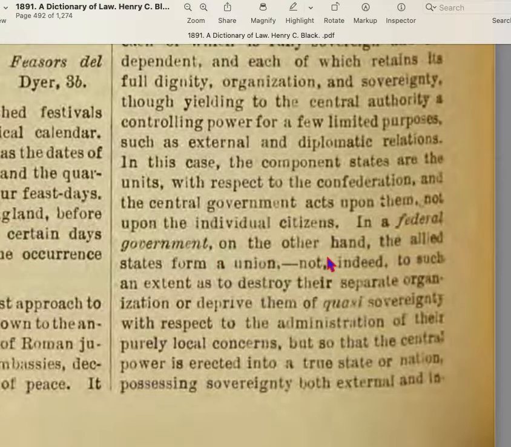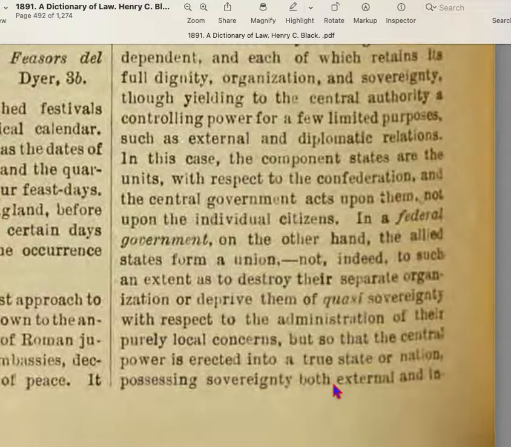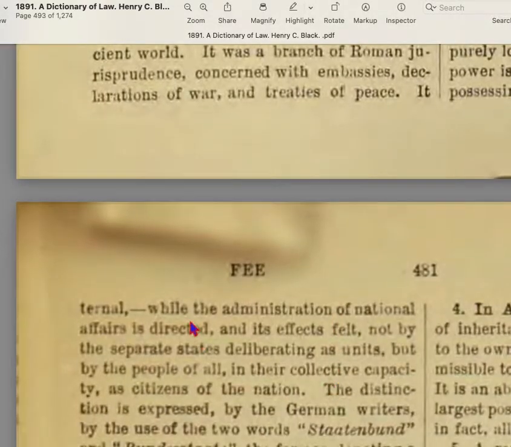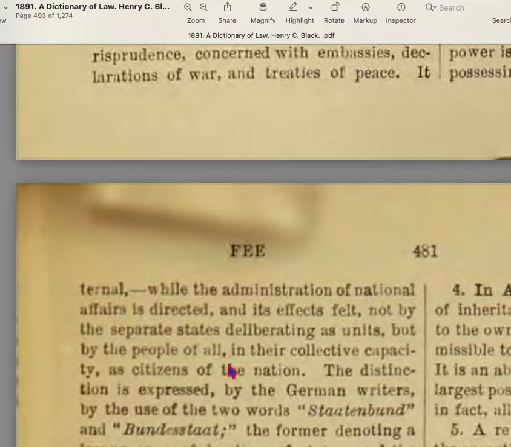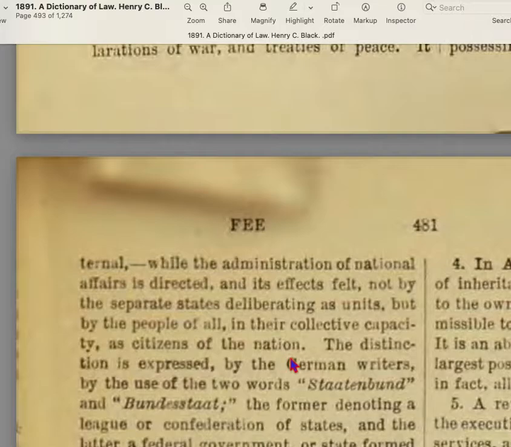In a federal government, on the other hand, the allied states form a union, not indeed to such an extent as to destroy their separate organization or deprive them of quasi-sovereignty with respect to the administration of their purely local concerns, but so that the central power is erected into a true state or nation, possessing sovereignty both external and internal, while the administration of national affairs is directed to its effects felt not by the separate states deliberating as units, but by the people of all in their collective capacity as citizens of the nation.